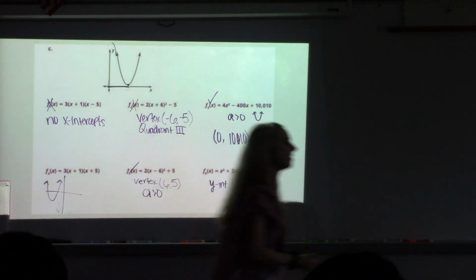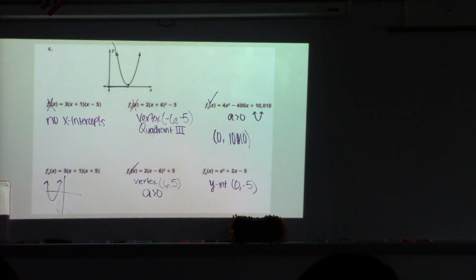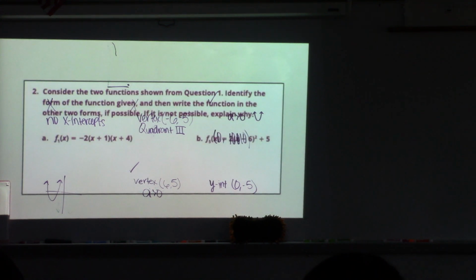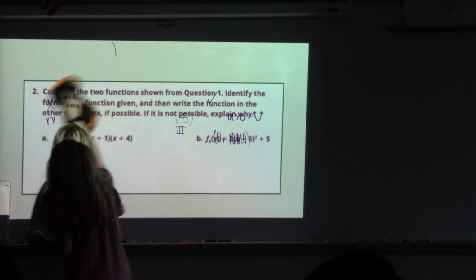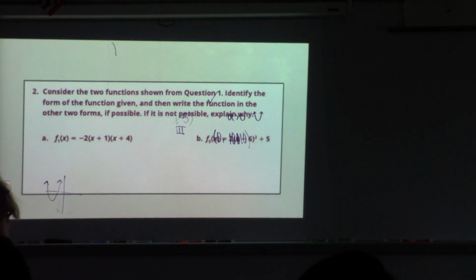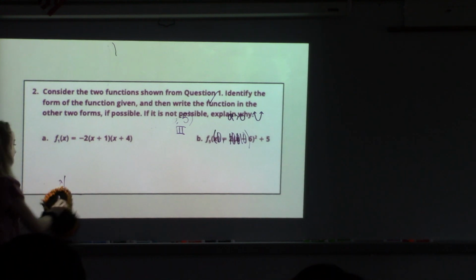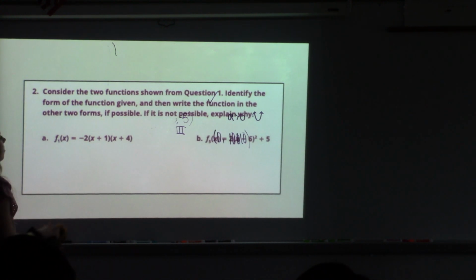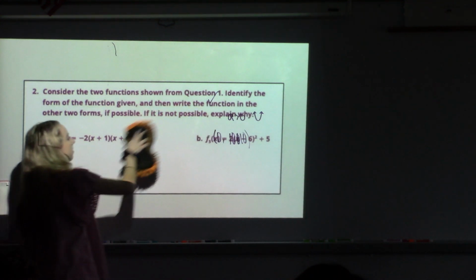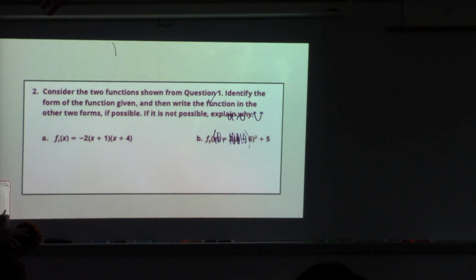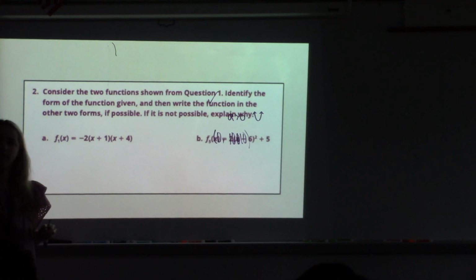Awesome, guys. Okay, so now we're gonna look at number 2. Can I get somebody to read this for me? Go ahead, Jaquan, read it. Consider the two functions shown for question 1. Identify the form of the function given and then write the function of the two forms if possible. If it is not possible, explain why.